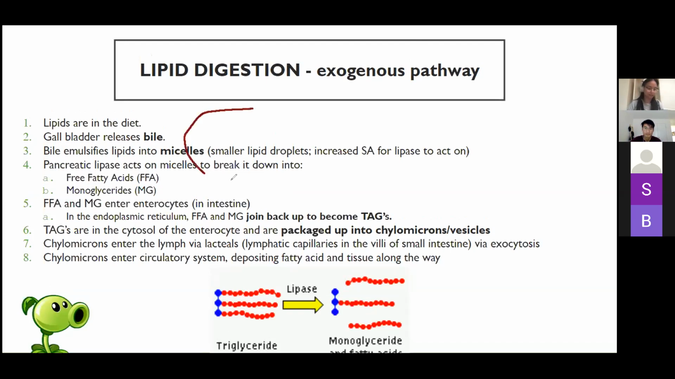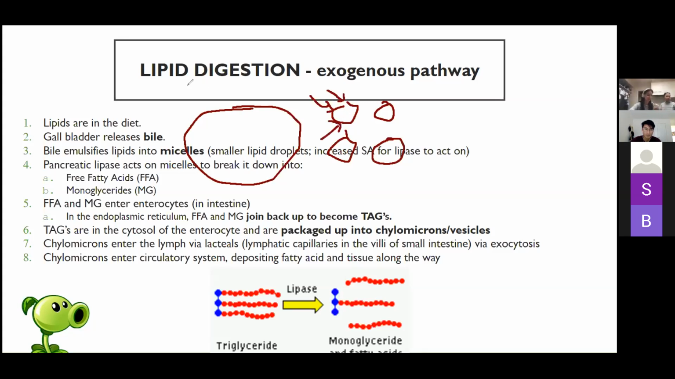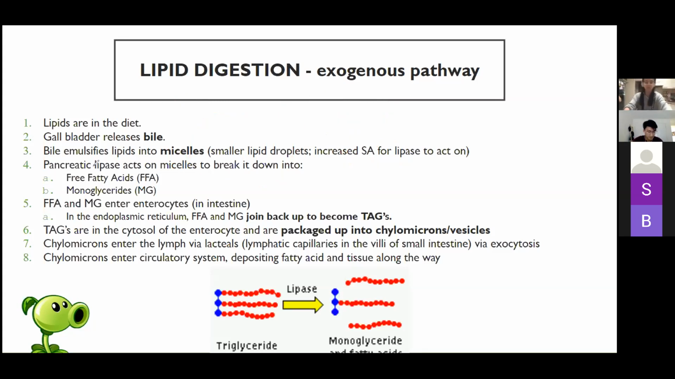If you can imagine that's one big fat molecule, and then what the bile does is break it down into little ones. That's going to increase the surface area available for lipase to act on, compared to this really big one, which doesn't have as much surface area. Lipase would be an enzyme in our pancreas, and that's going to act on the little fat droplets and break them down into free fatty acids and monoglycerides.